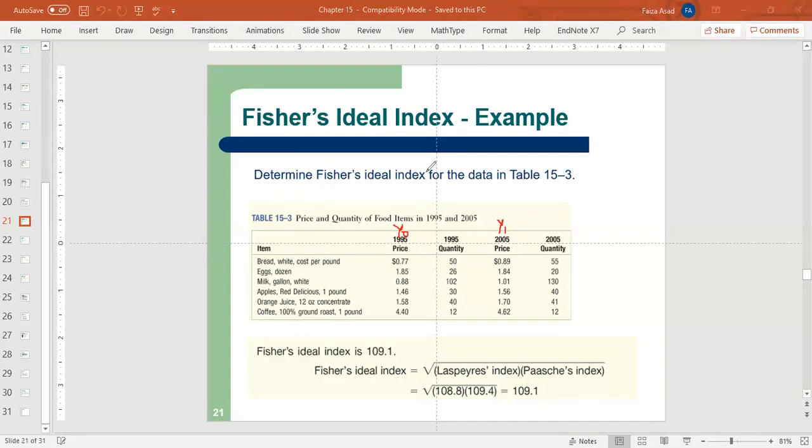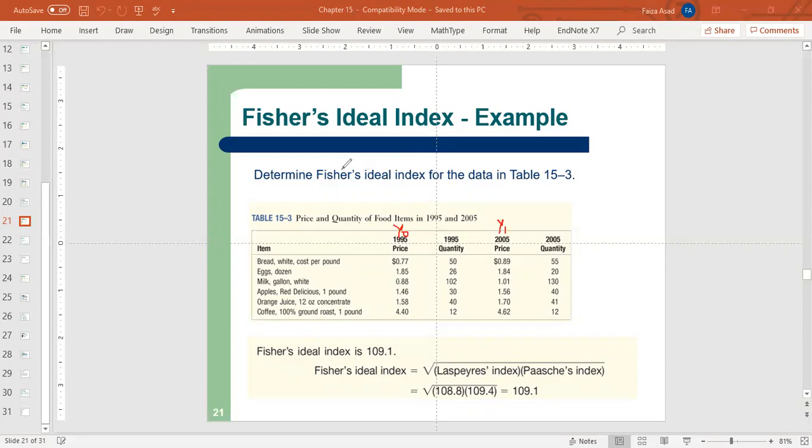One difference between the unweighted and weighted index: unweighted index numbers ignore the relative price importance. On the other hand, weighted indexes consider the goods' relative importance.